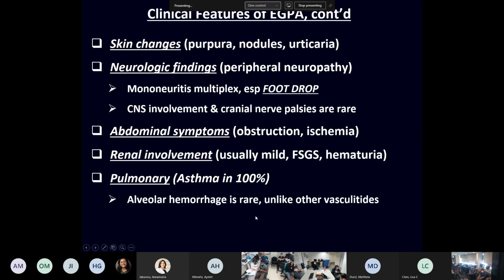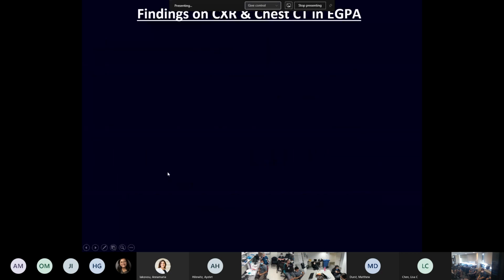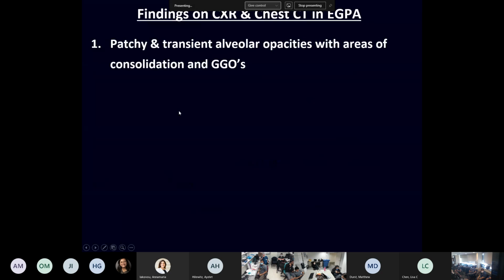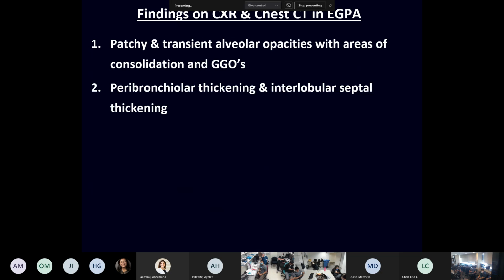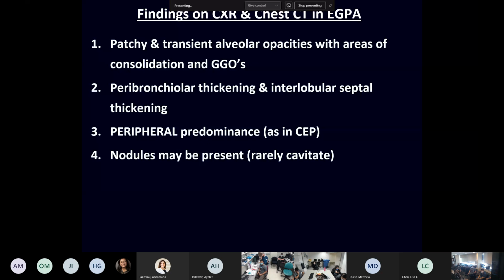And like we said, asthma is universal. However, as opposed to other vasculitides like granulomatosis with polyangiitis, alveolar hemorrhage is rare. So if you have alveolar hemorrhage, you should be thinking of other types of pulmonary vasculitis. The findings on pulmonary imaging are going to be very similar to chronic eosinophilic pneumonia. Patchy, transient alveolar opacities, consolidations, ground glass, usually peripheral. You can have peribronchial thickening or interlobular septal thickening, but very importantly is the peripheral predominance. So if you have what looks like chronic eosinophilic pneumonia with systemic findings, you have to think about EGPA. You can have nodules, and they can cavitate, but that's rare. And you can have effusion, but that's also rare.